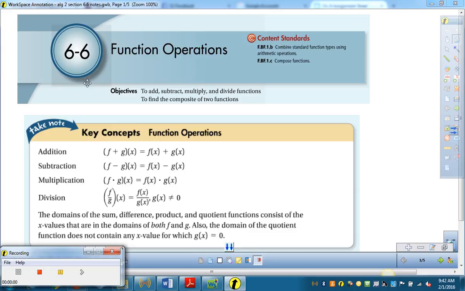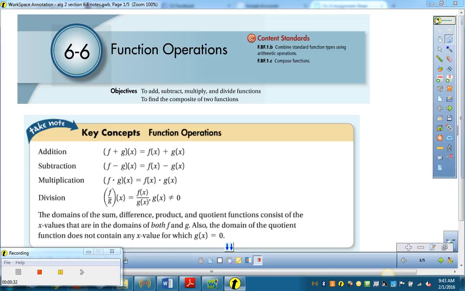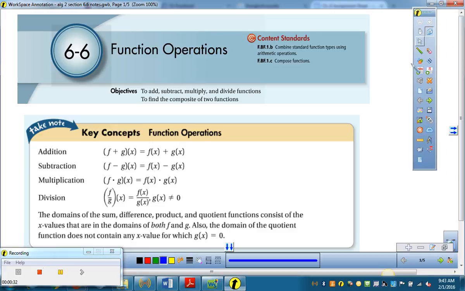But when you do the division, you need to remember to add a little domain restriction, because whatever you have in the bottom cannot equal 0. So you need to make a note and put that g of x cannot equal 0. Because we can't divide by 0. Dividing by 0 is undefined. So we need to make sure that we are not dividing by 0 when we set up that function.